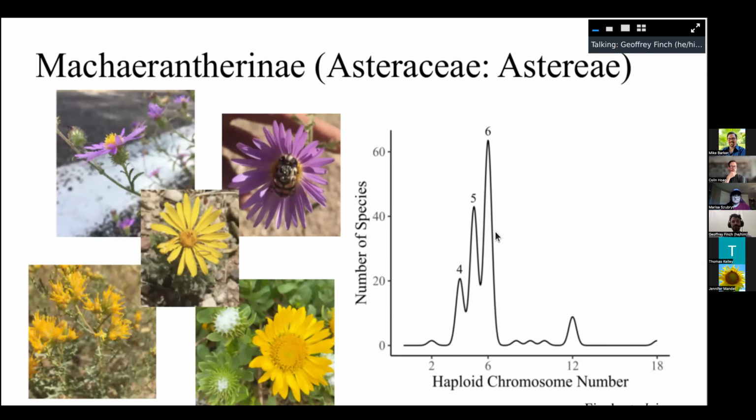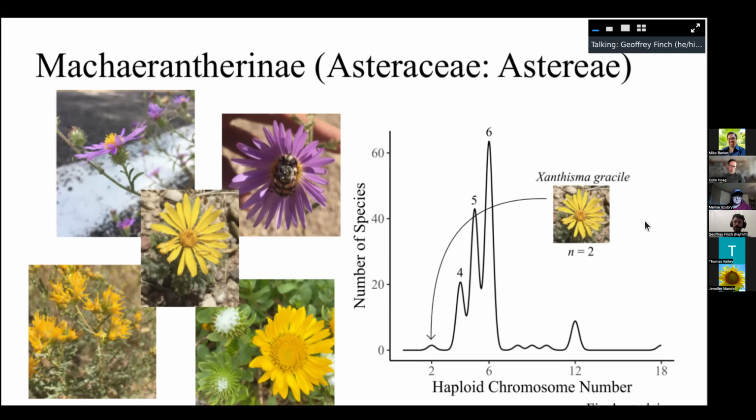So to test this hypothesis, I studied this subtribe called the Macrantherinae, which is in the Asteraceae, which is notable for its low chromosome numbers. In this figure on the right, you can see that the base numbers of all of the genera in this subtribe are 6 or lower. These other peaks are likely polyploids. So this is really representing the left side of that distribution beneath the typical number of 9.